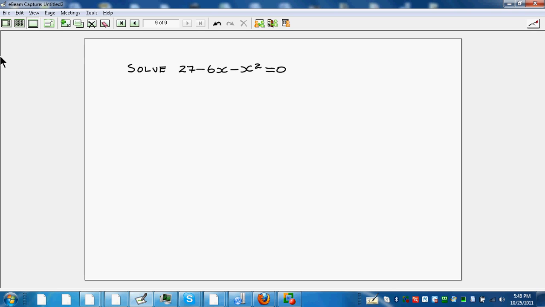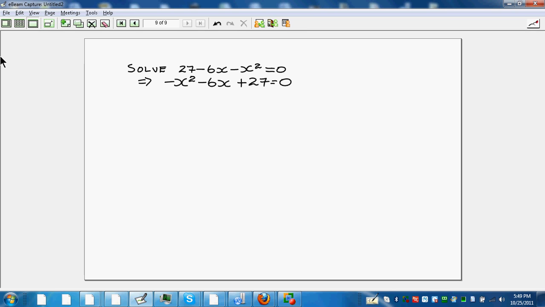And the format is where we have the x squared term as the first term, the term in x as the second term, and the constant term as the last term. So what that means is that we will rearrange this into minus x squared minus 6x plus 27 is equal to 0. Right? That's the format that we will put it in, where the x squared term is up front, then the term in x, then the number.